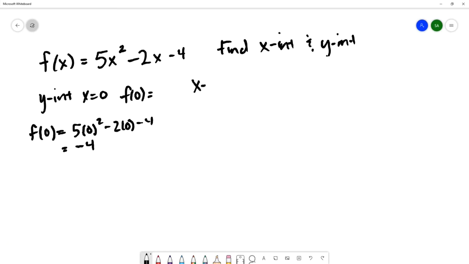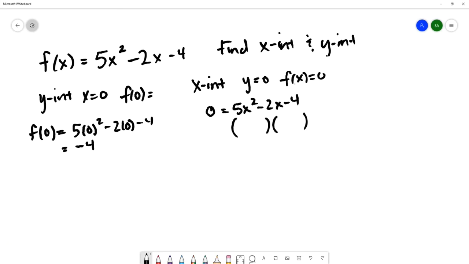So let's find the x-intercept. To find an x-intercept, you let y equal 0. This is written in function notation, so we'll set f of x equal to 0 since f of x is y. So that gives the equation 0 equals 5x squared minus 2x minus 4. And with quadratic equations like this, I typically try to solve with factoring first. So I'll try factoring, but I have a feeling that this one doesn't factor.